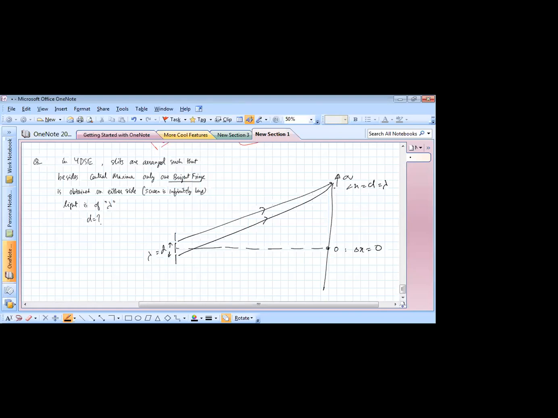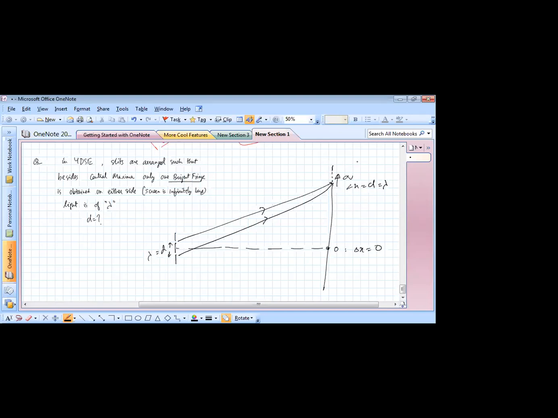Sir, lambda is also given as an answer, so options B and C. No, this is like the minimum. If it is more than lambda, then what will happen after this? A minimum, a darkness. I mean, suppose this is not happening at infinity, it's happening before infinity. Then when you cross this point, the path difference increases.